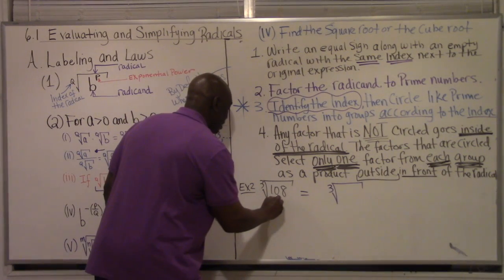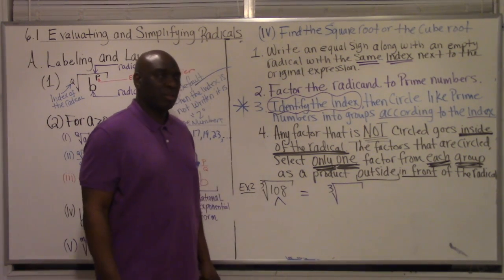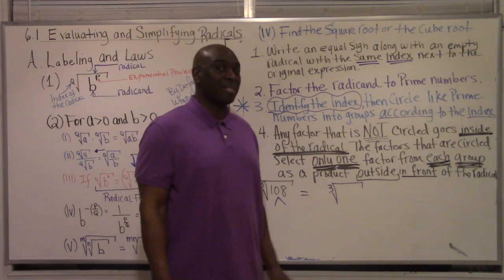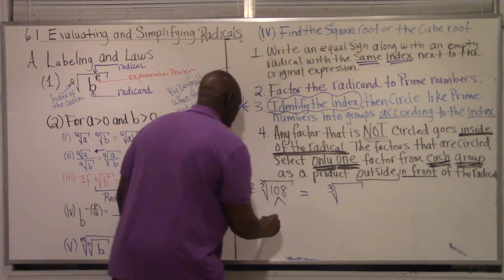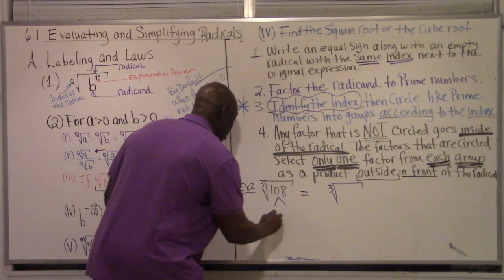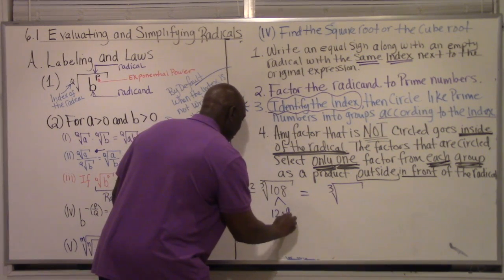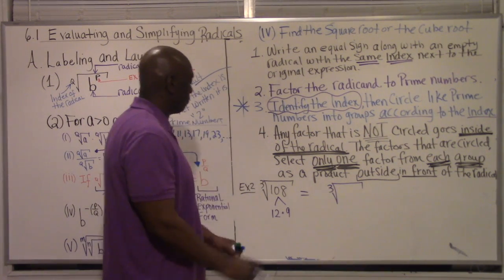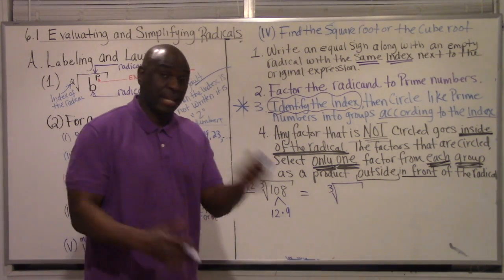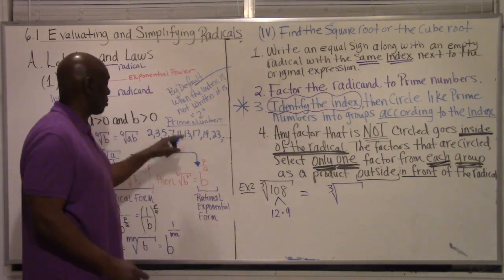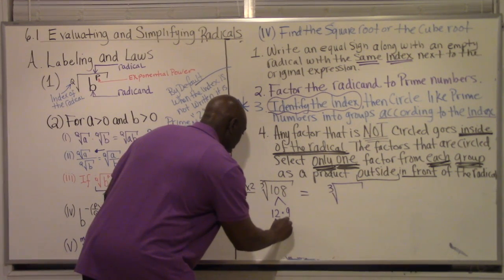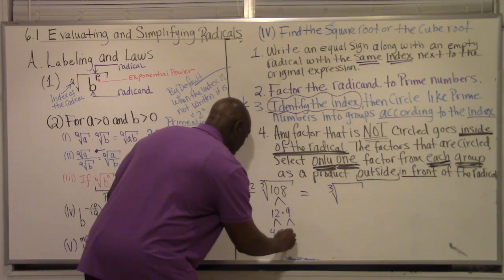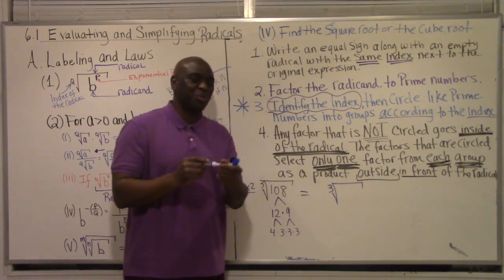All right, 108, let's go get it. How do we go? 12 times 9 is a good start, 54 times 2, it doesn't matter. So let's go 12 times 9. I think that's 108. Yeah, 12 times 9. Keep breaking it down, because those are not prime numbers. What is 12? 12 is 4 times 3. And what is 9? 3 times 3.